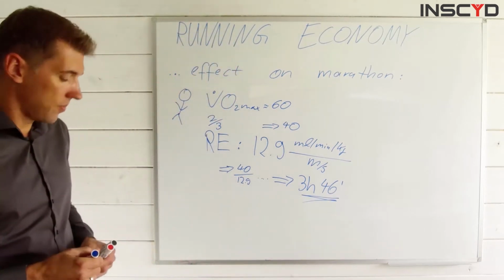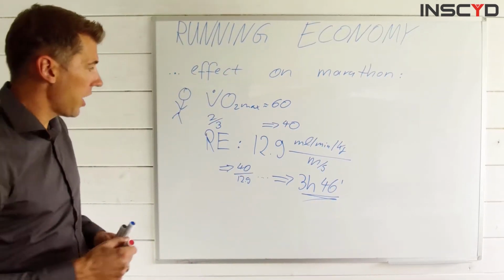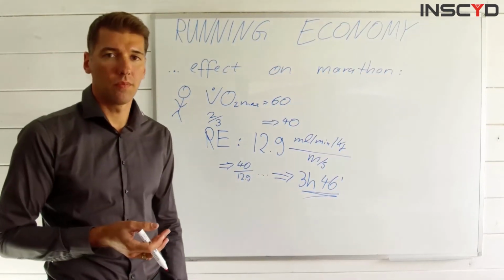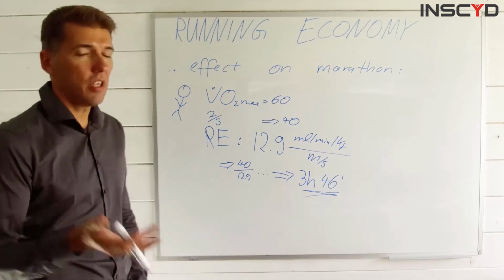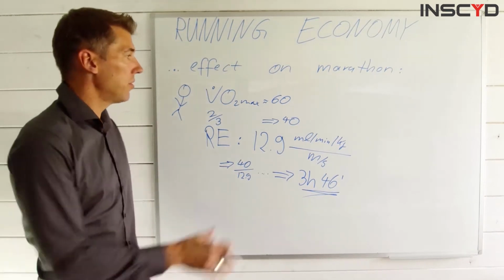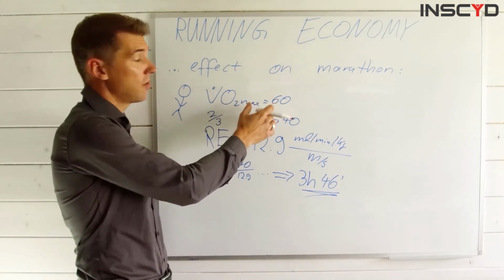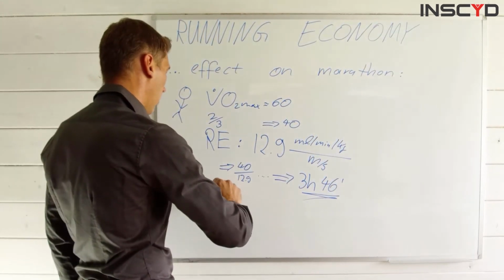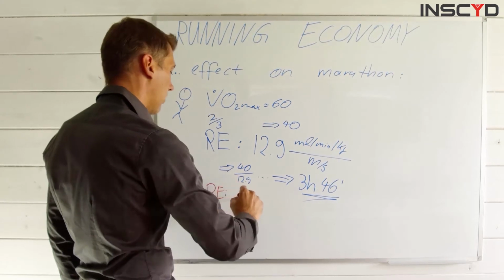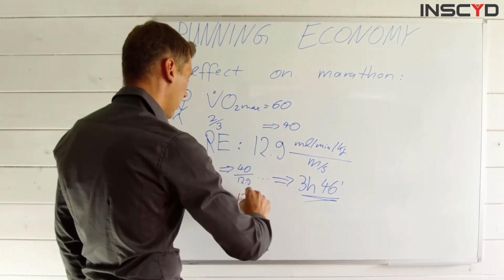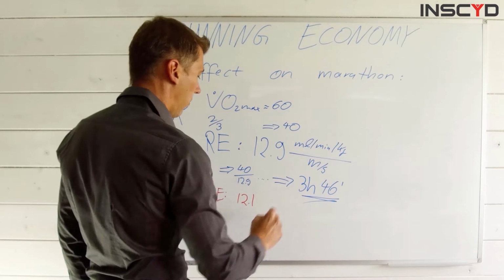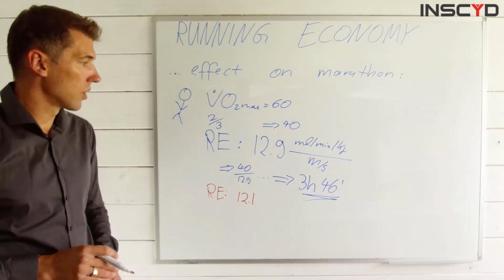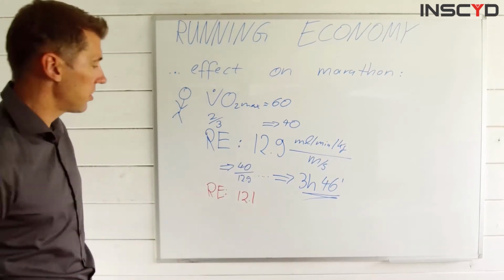So what if we would change the running economy just a little bit? Not a lot. Not even 10%. Okay, so 10% of VO2 max, for example, would obviously be going from 60 to 66. Let's say we change the running economy only a few percent. From 12.9, in this example, we go down to 12.1 milliliters per minute per kg per meters per second. So that's, I don't know, what is it, 7-8% or something.